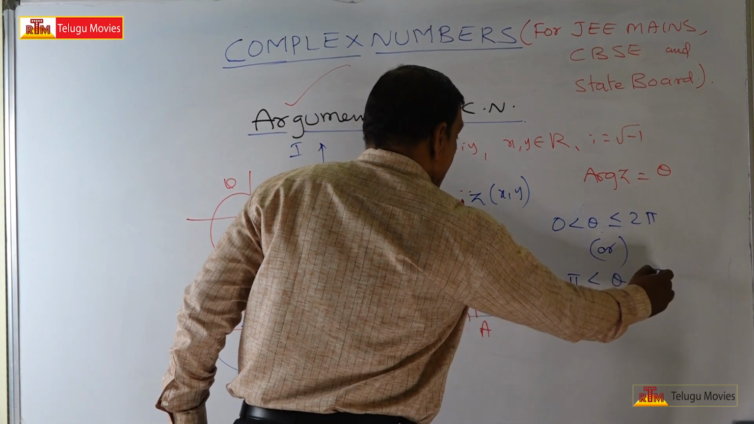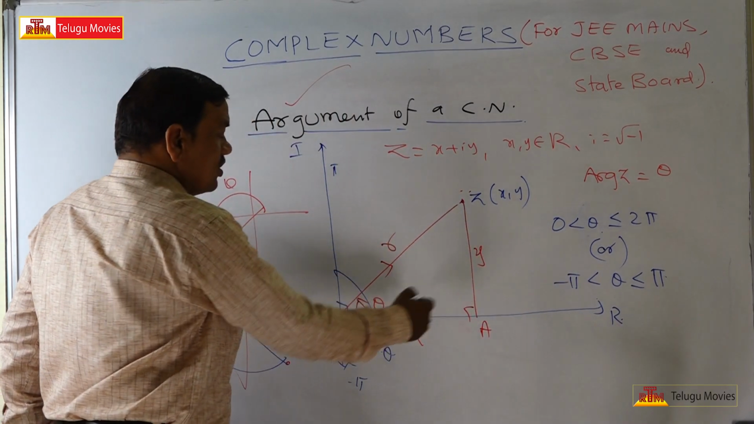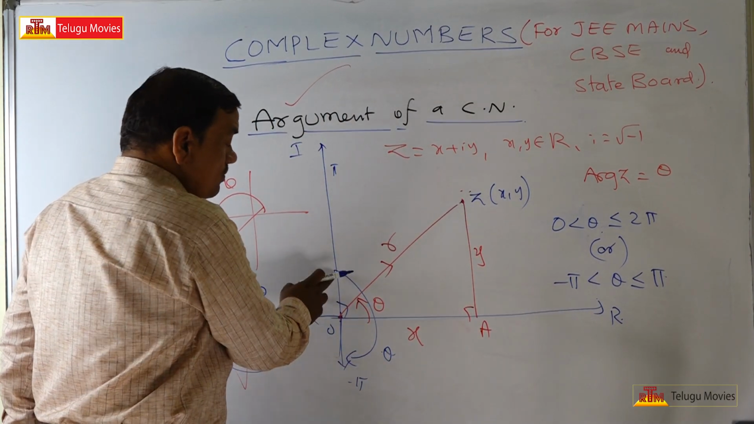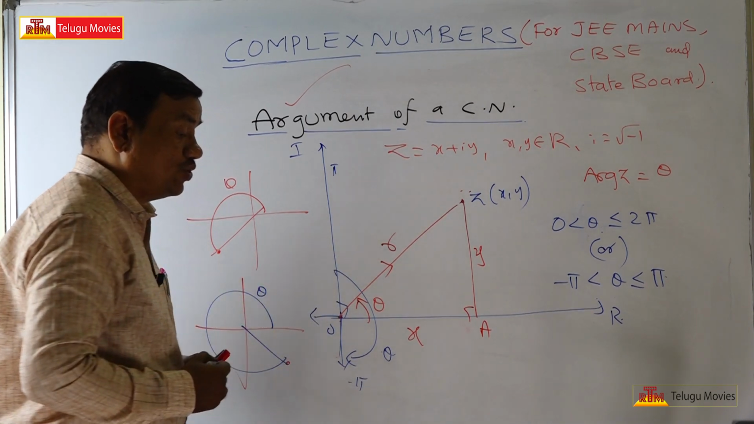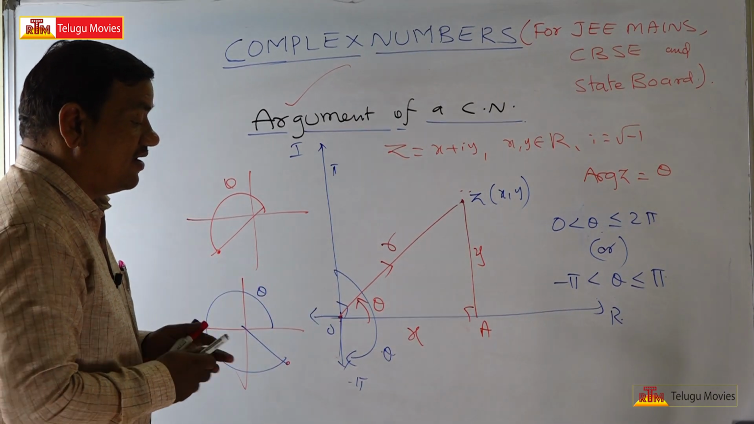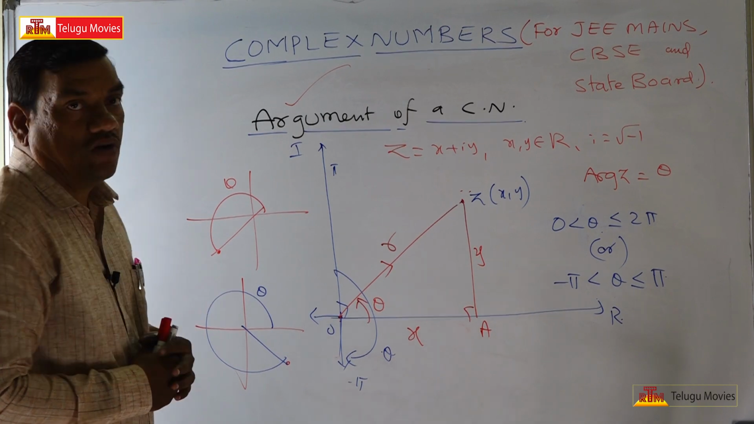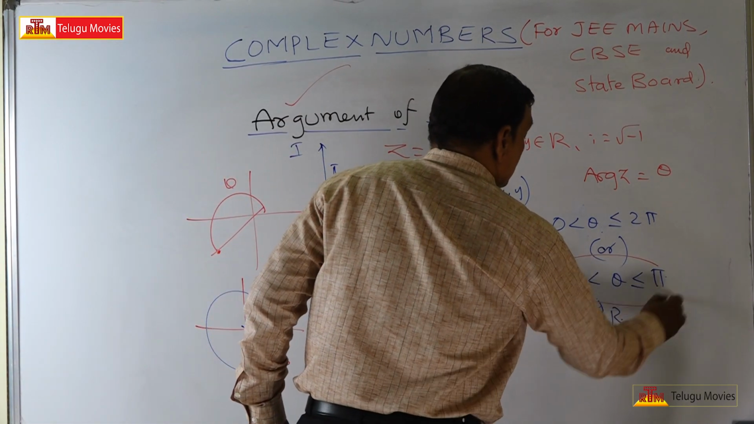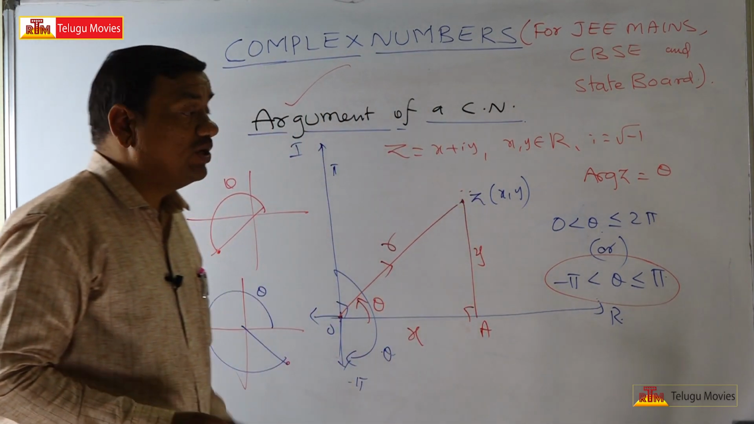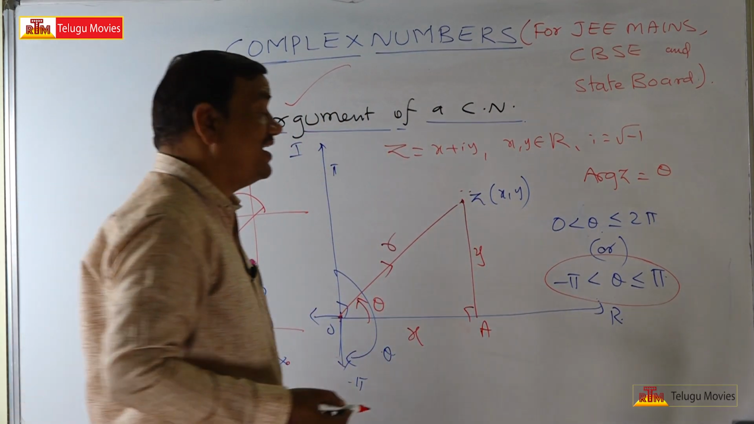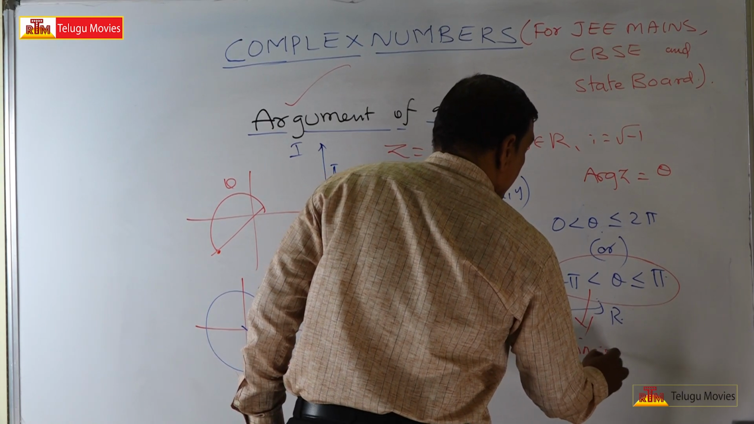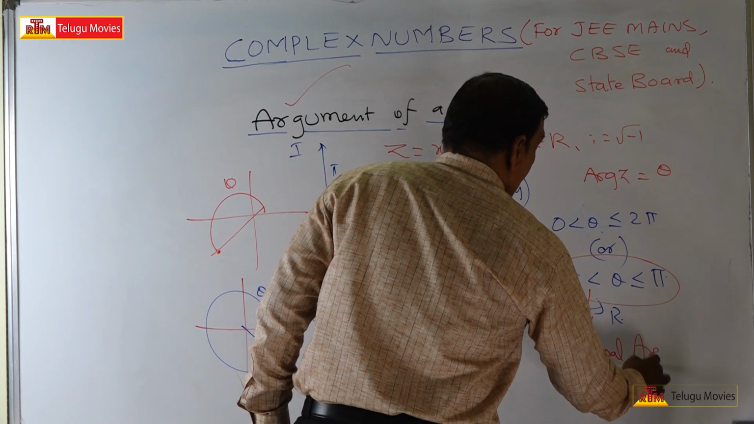Minus pi to pi also you can. So the length is 2 pi. So 0 to 2 pi also you can take, or minus pi to pi also you can take as an argument of the complex number. Particularly, the angle which lies between minus pi to plus pi is called the principal argument. Principal argument.